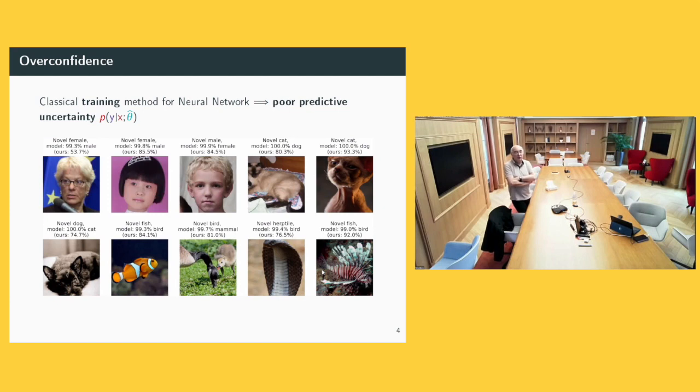So it has 100. It believes that it's a cat, and its confidence is 100%. Or it believes that it is a bird, when it's in fact a fish, and its confidence is 95%. Or it believes that this is a mammal, with a confidence of 99%, and it's not a mammal.